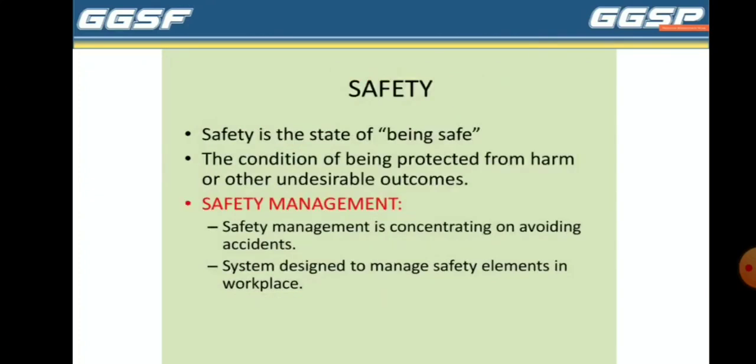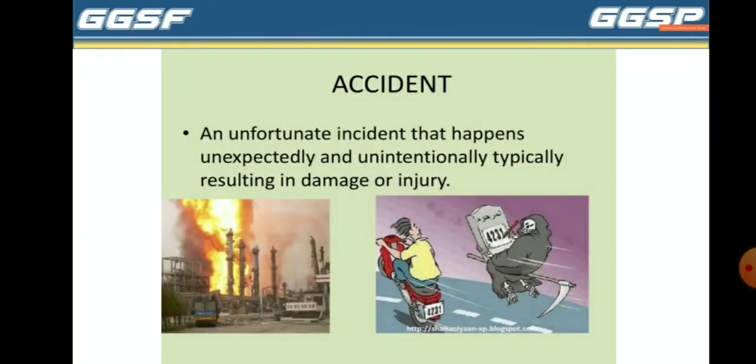Safety. What do you mean by safety? Safety is the state of being safe, the condition of being protected from harm or other undesirable outcomes. Safety management is a system designed to manage safety elements in the workplace, concentrating on avoiding accidents. What is meant by accident? An unfortunate incident that happens unexpectedly and unintentionally, typically resulting in damage or injury.